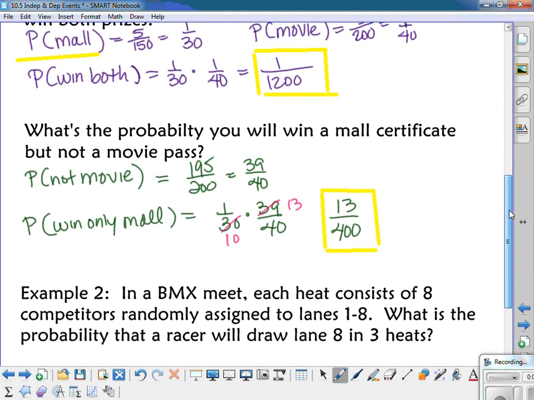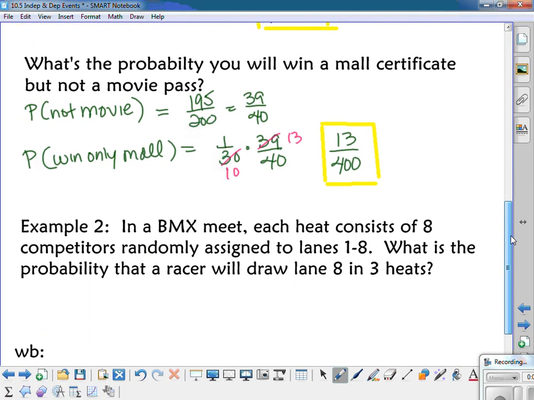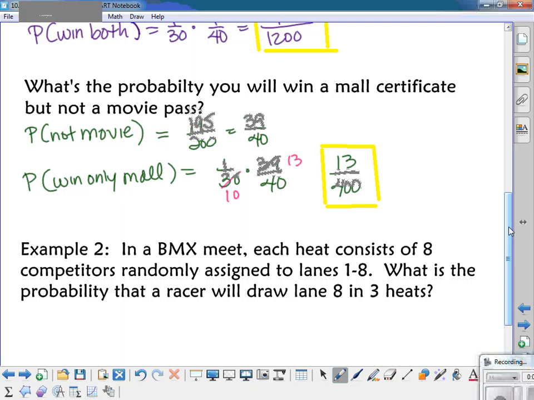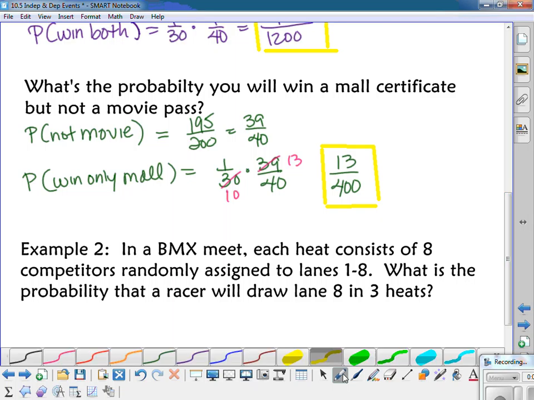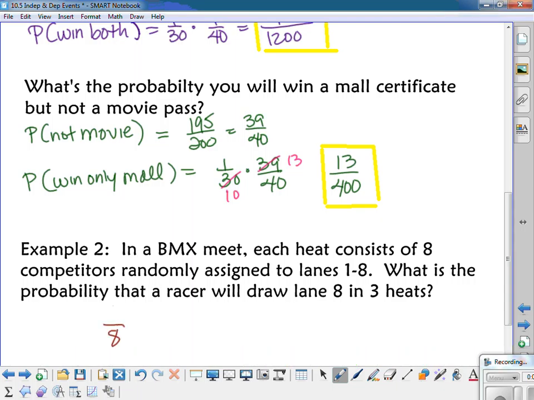All right. Problem number 2. In a BMX meet, each heat consists of 8 competitors randomly assigned to lanes 1 through 8. What's the probability that a racer will draw lane 8 in 3 heats? So in the first heat, how many lanes is he going to be in? Well, he has 8 possibilities, but he's only going to be in one of them, right? So the probability is 1 over 8 that he'll get lane 8.